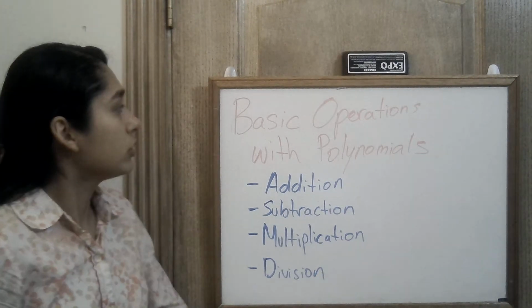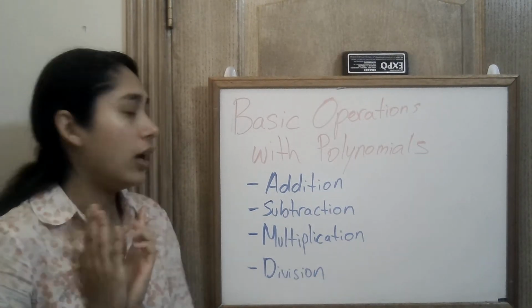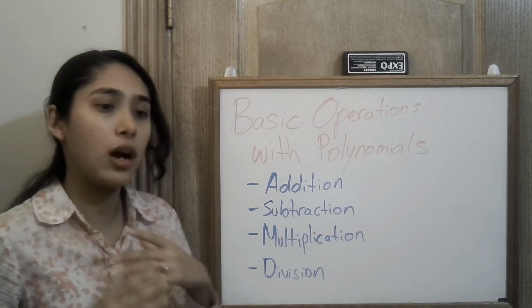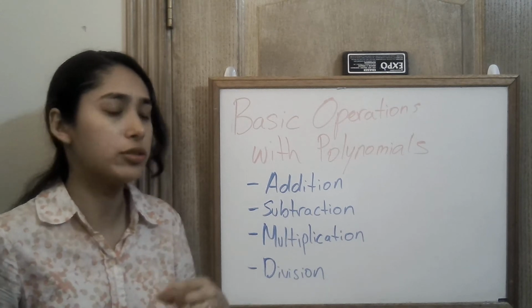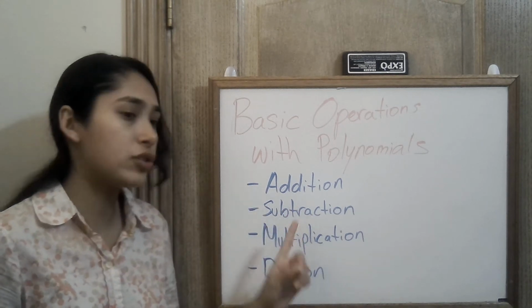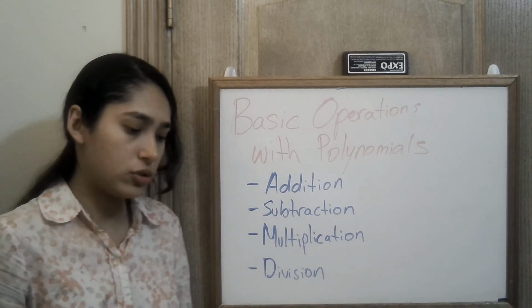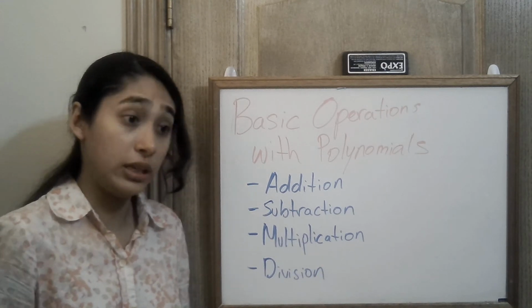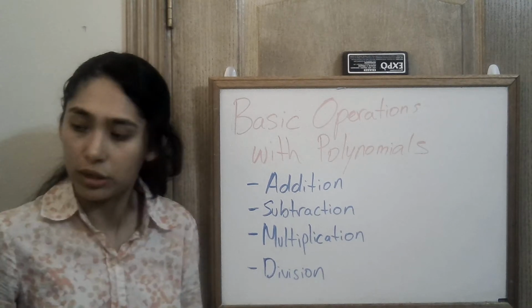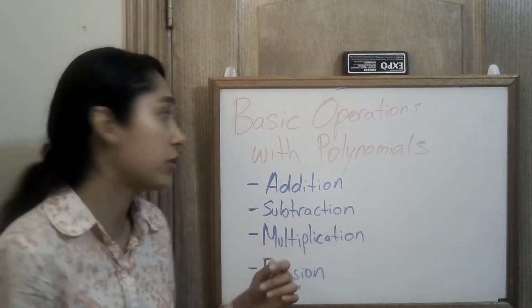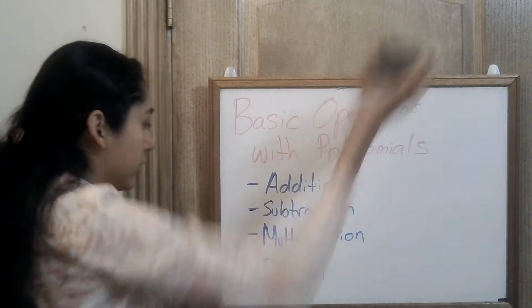Alright, we are going to start with addition. We're going to be covering the different operations you can do with polynomials: addition, subtraction, multiplication, and division. So we're going to first start it off easy. We're going to be just focusing on one variable at a time, that way we can just focus on the operation. Let's get right into it.